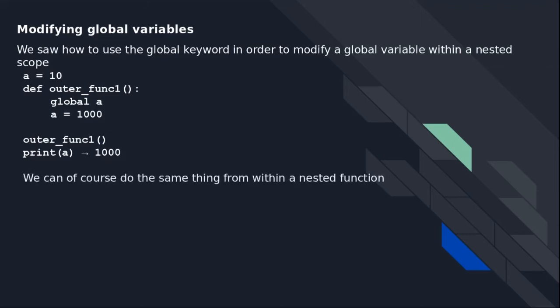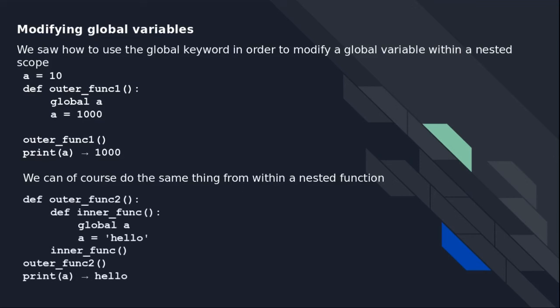We can of course do that same thing from the nested function. So you can see that in our inner func, we are using the keyword global in order to access the global variable A, and then we are modifying its value.